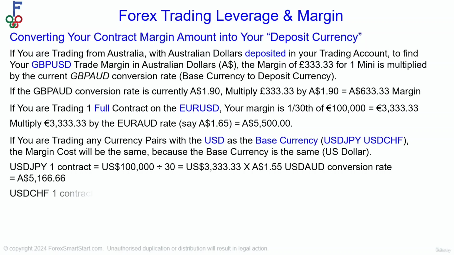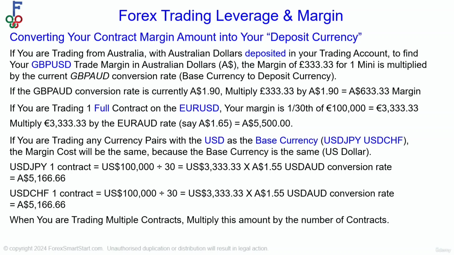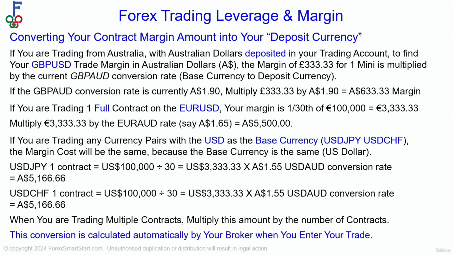$5,166.66 Australian. Trading the USD Swiss franc one contract, $100,000 US divided by 30 is still $3,333.33 US. Again, multiplied by the $1.55 Australian conversion rate, your margin again is $5,166.66 Australian. When you are trading multiple contracts, multiply this amount by the number of contracts. This conversion is calculated automatically by your broker when you enter your trade, and they will let you know whether you have sufficient funds in your account to cover your margin.